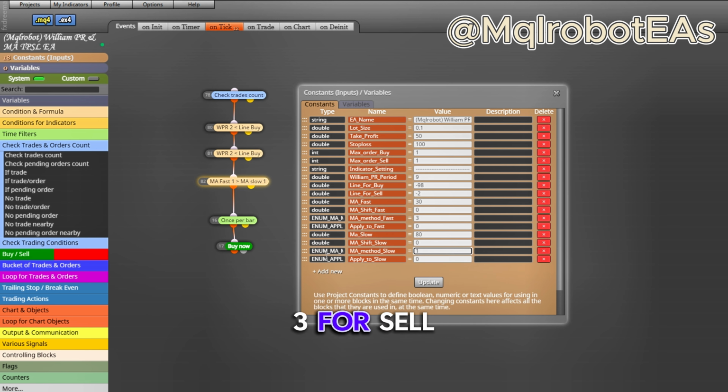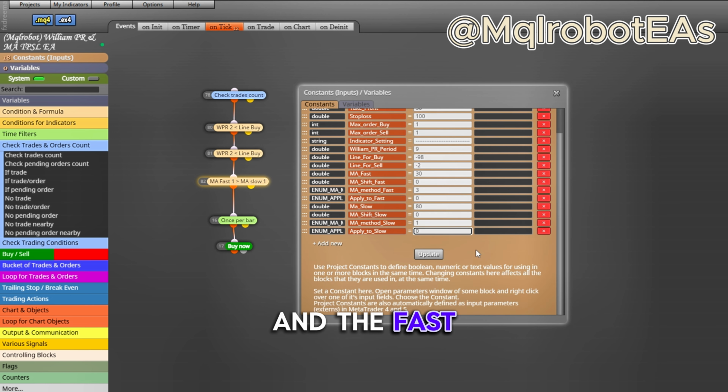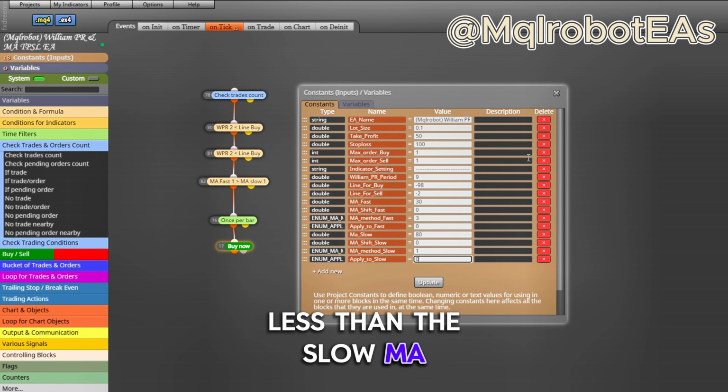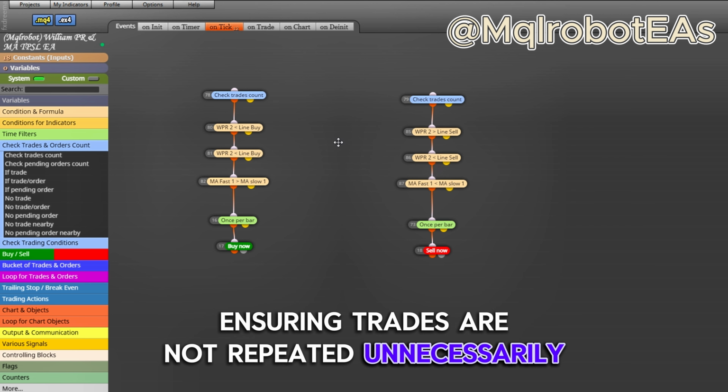3. For sell signals, the WPR must be below the sell trigger line, and the fast MA must be less than the slow MA. 4. Trade entries occur once per bar, ensuring trades are not repeated unnecessarily.